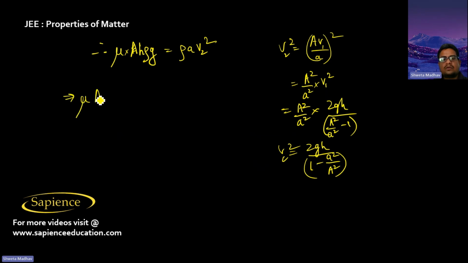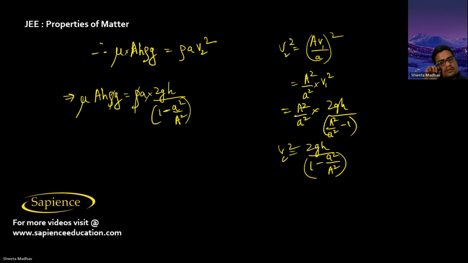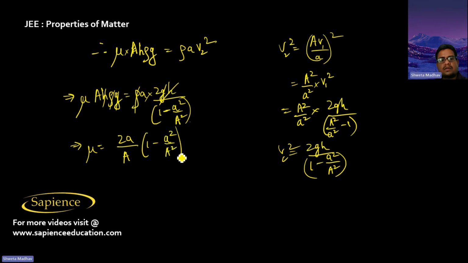Therefore, I can say mu into A h rho g is equal to rho a into 2gh by 1 minus a square by A square. So now rho will cancel. h will also cancel. g and g will also cancel. So mu is coming 2a by A into 1 minus a square by A square to the power minus 1.